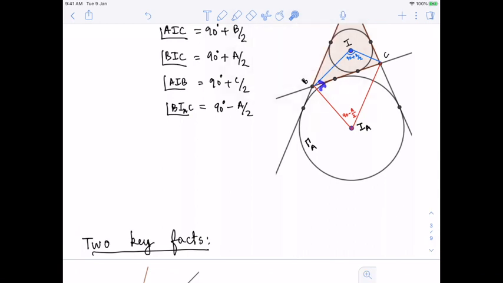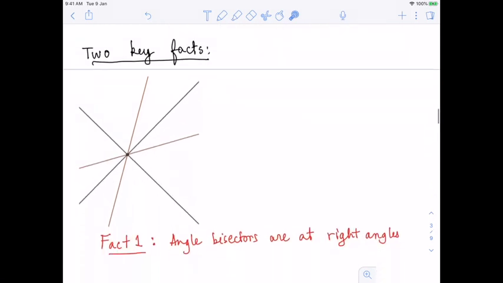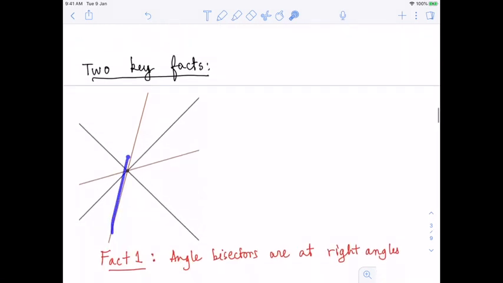In fact, the fact that this angle is 90 really has nothing to do with the triangle. It has simply to do with the fact that whenever you have two lines, so let's see it. Whenever you are given two lines, and you draw the angle bisectors, two different angle bisectors.